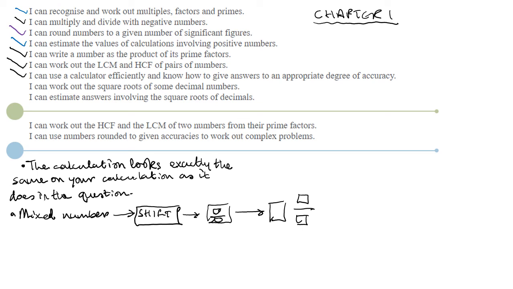And if you need to give an answer to an appropriate degree of accuracy, then you may choose 1 decimal place or 3 significant figures. It's up to you, but whatever you round it to, make sure you write in your answer what you've chosen to round it to. Don't just write it down. Write down next to it that you've rounded it to 1 decimal place or 2 decimal places or 1 significant figure, but choose a sensible way to round it.